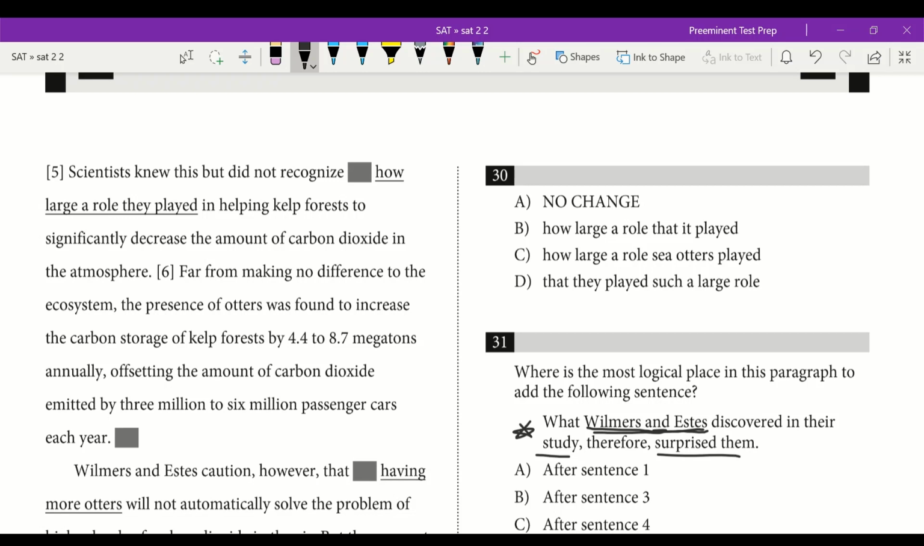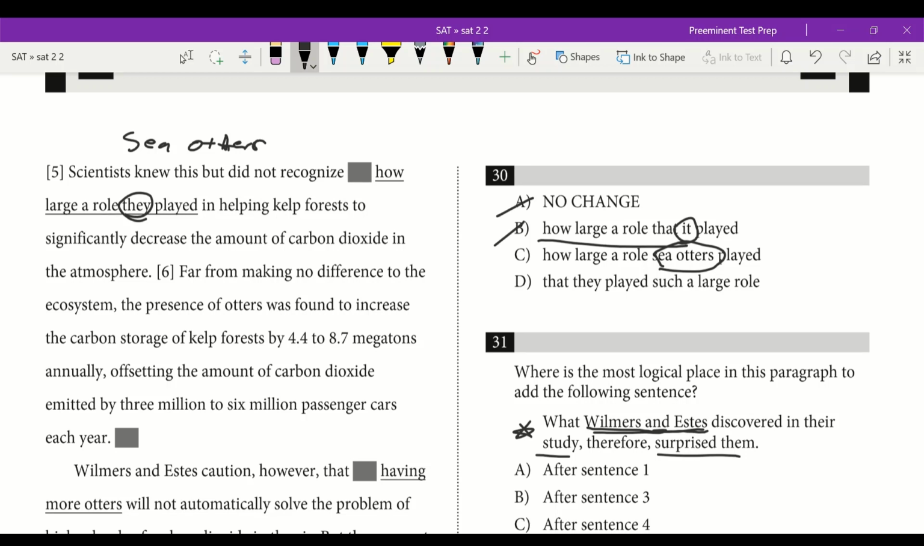Scientists knew this but did not recognize how large a role they played in helping kelp forests to significantly decrease the amount of carbon dioxide in the atmosphere. Alright, well, what do we know? We know that we are asked how large a role it played, so we have an it versus they. And then we have how large a role sea otters played, which I prefer because it's specific, and we're not told what they is. There is no animal or anything that says what they is, right? So off the bat, honestly, I was kind of confused when I read large role they played because I didn't know who they was or who it is, right?